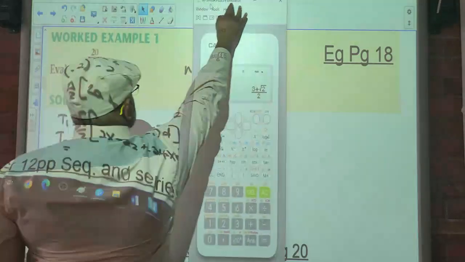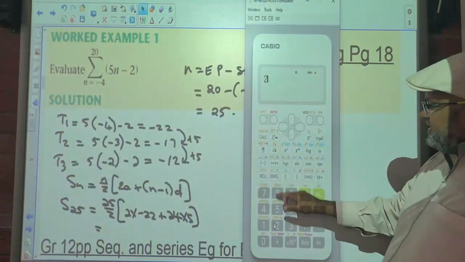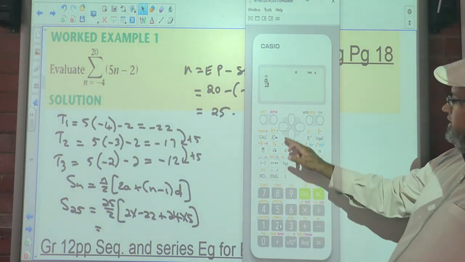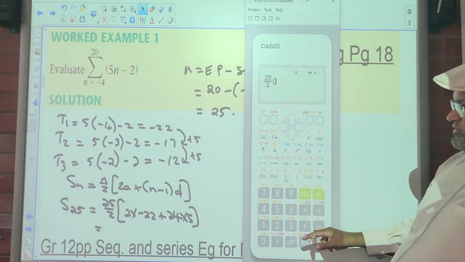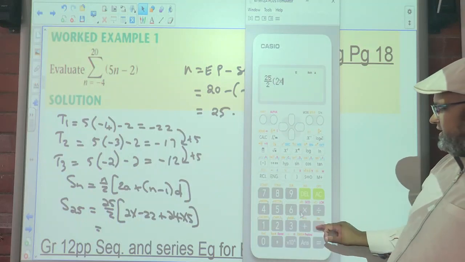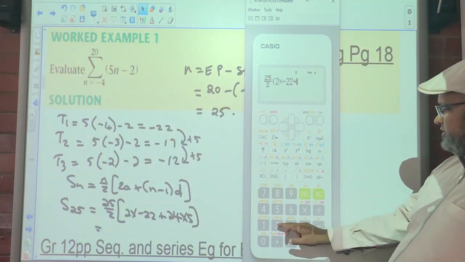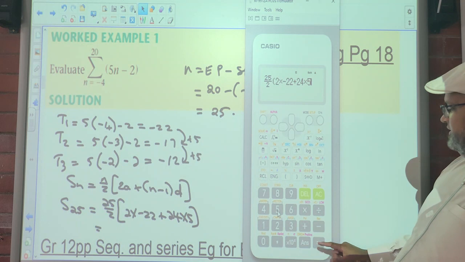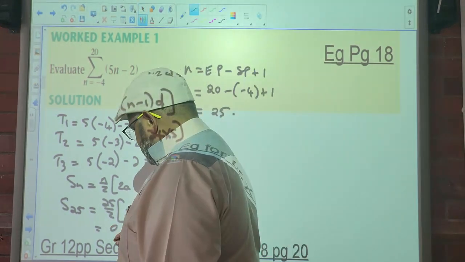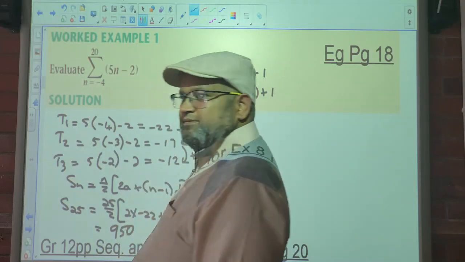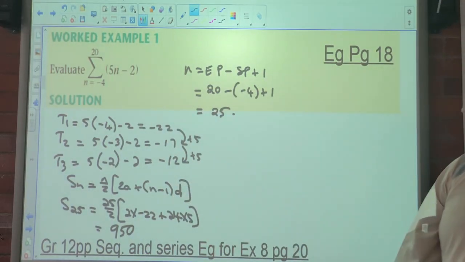Let's use this formula quickly. Substitute in the calculator, so it's 25 over 2 into 2 times negative 22 plus 24 times 5. Then the answer is 950. Okay?